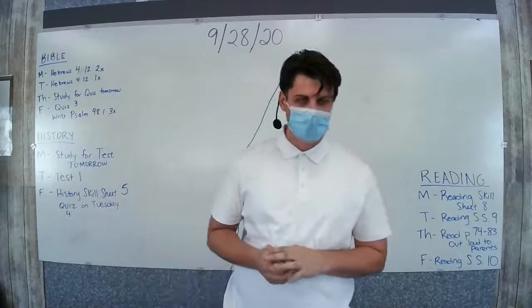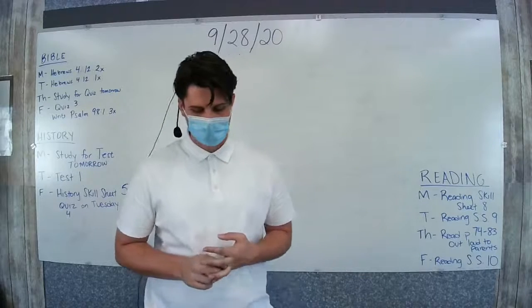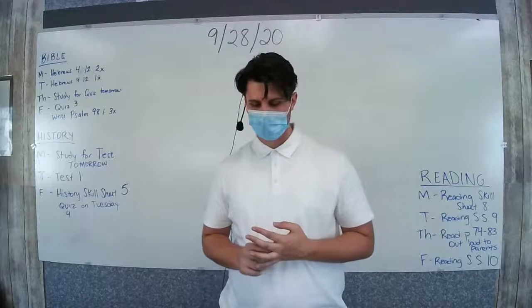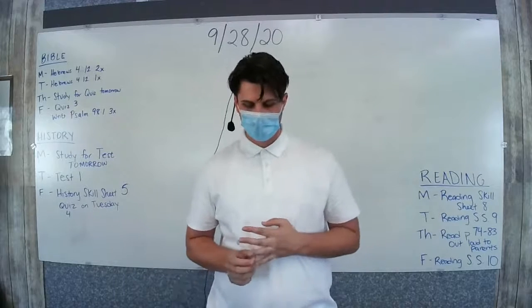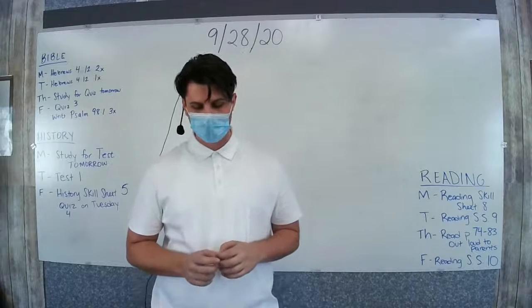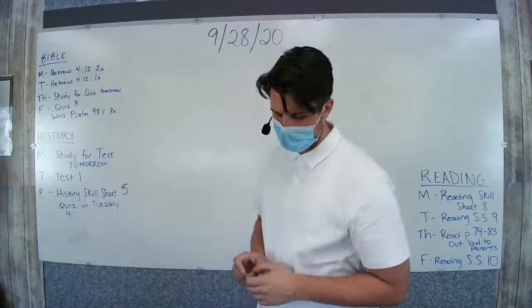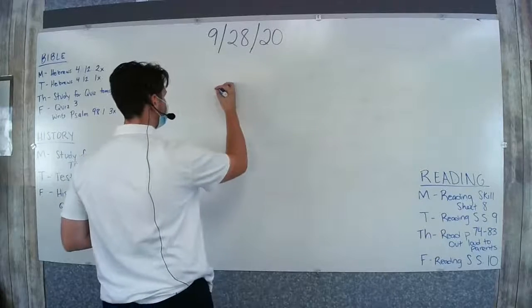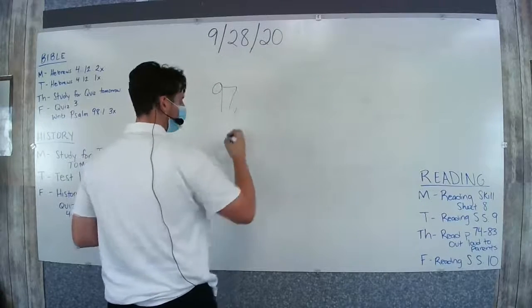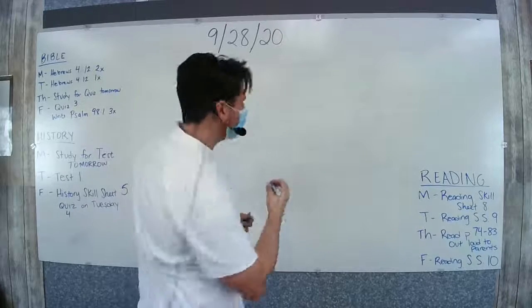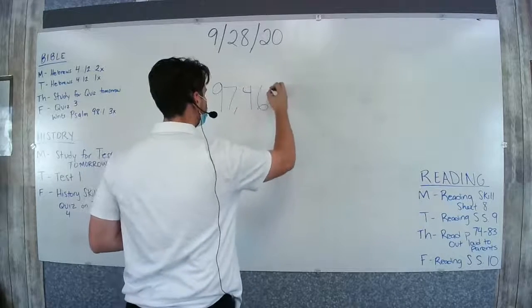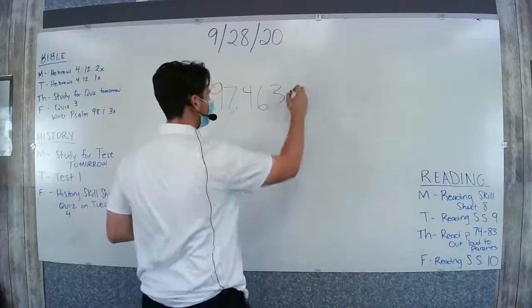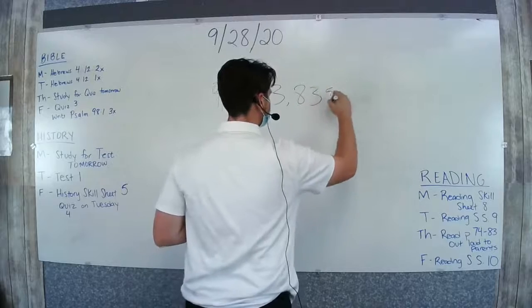97 million, 460,000. Okay. You're good. Okay, so this is a number. You guys know how to round, right? Okay.